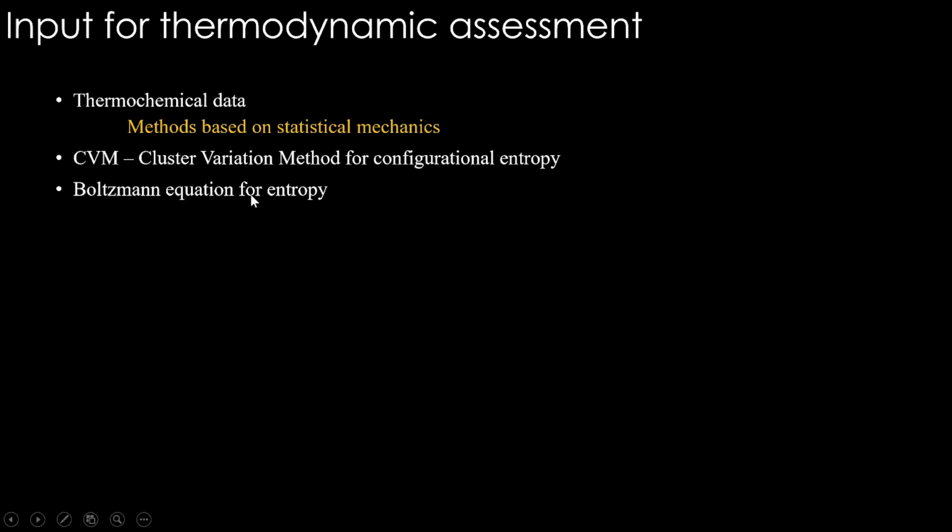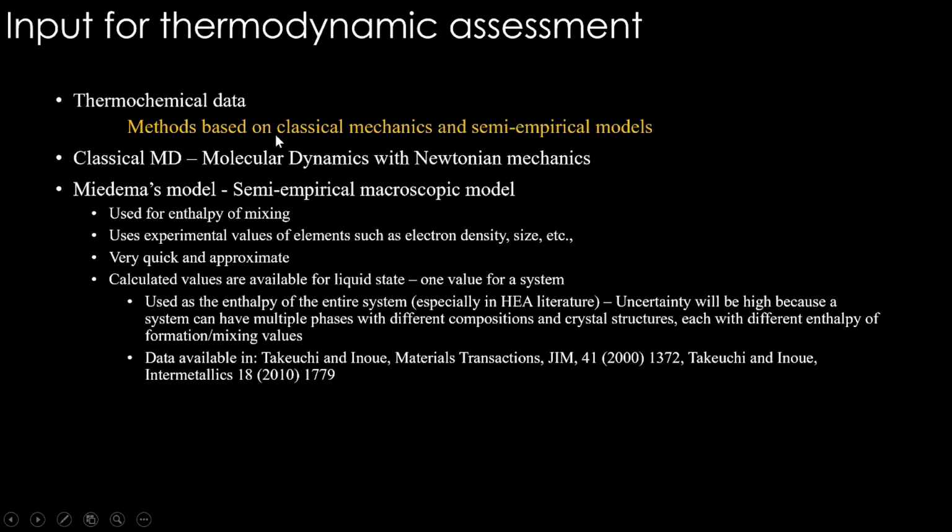Right. Then methods based on statistical mechanics, CVM, cluster variation method. It is used for calculating configurational entropy. And then even the Boltzmann equation itself, S equals k natural log of W, or the one that we have derived using Stirling's approximation, all those formulas, basically they are coming from statistical mechanics. Okay, so these are again methods used to generate thermochemical data. And then methods based on classical mechanics and semi-empirical models. Classical MD, molecular dynamics, basically uses Newtonian mechanics. Okay, so that is one method that can give some thermochemical data.